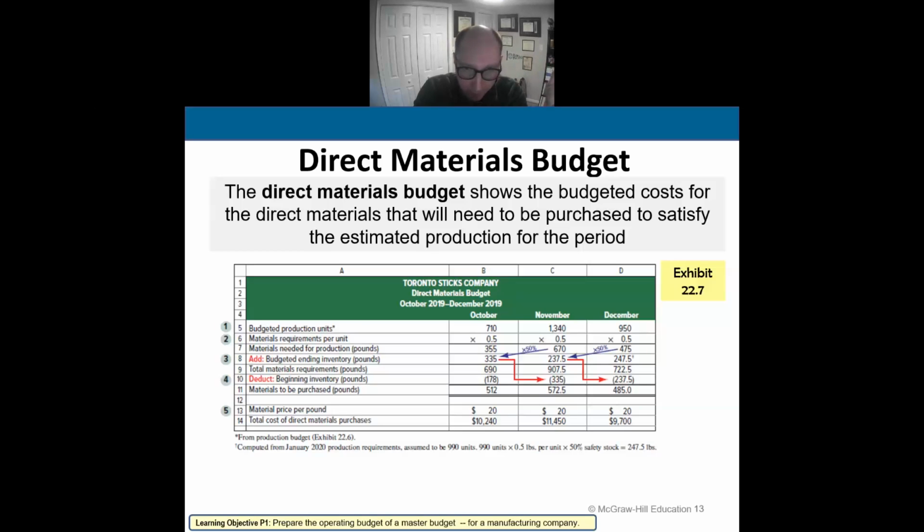Each hockey stick requires half a pound of material. That's about right. These hockey sticks are pretty light. So half a pound of material, wood, is what I need for each hockey stick, half a pound. So if I am producing 710 hockey sticks, and each hockey stick requires half a pound of wood to make, that means I need to purchase, let's see, I need 355 pounds of wood.